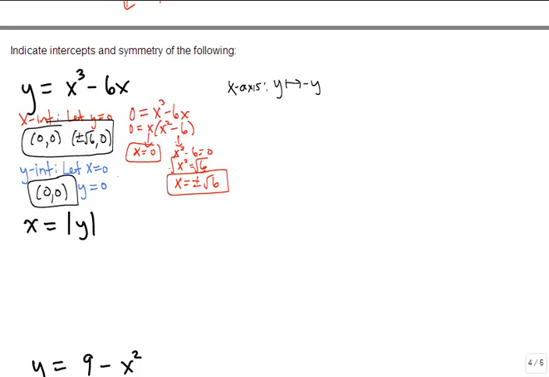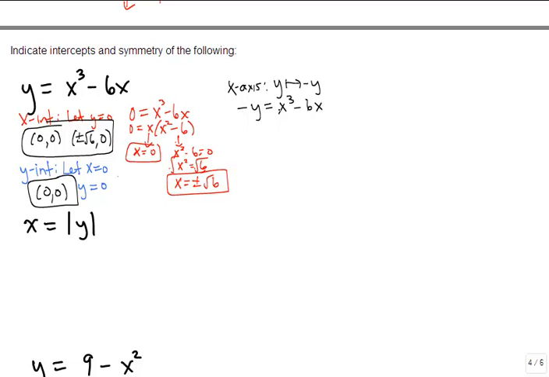So what do I mean by replace y with minus y? You go to your equation over here, and wherever that y is, you're going to change it and substitute in a minus y instead. So this left side becomes minus y. I'm not doing anything to the x's, so I'm going to leave those the same. And now you want to solve this for y and compare it back with the original equation.